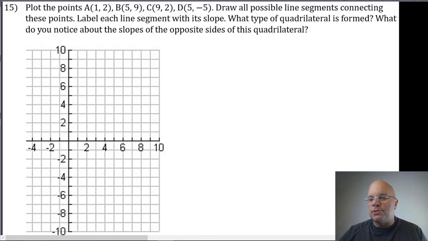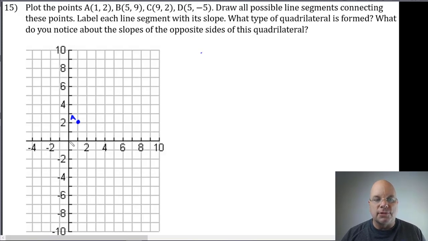Okay, there are only two problems on page 5. Problem 15 says plot the points A(1, 2), B(5, 9), C(9, 2), and D(5, -5). We'll do that first. A is at (1, 2), so I start at the origin. The x-coordinate is positive 1, so I move 1 to the right. The y-coordinate is positive 2, so from there I go up 2. And this is the position of point A.